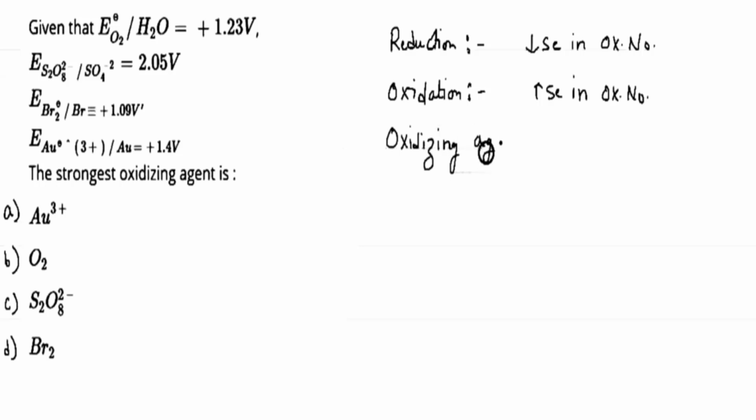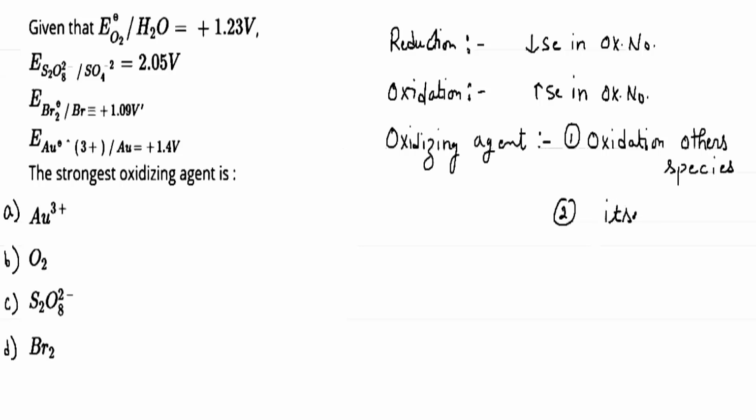Understand this: oxidizing agents are those agents which carry out the oxidation of other species. That is point number 1, and point number 2, they reduce themselves. So these are the 2 points of the oxidizing agent.